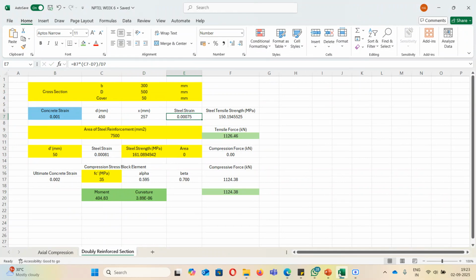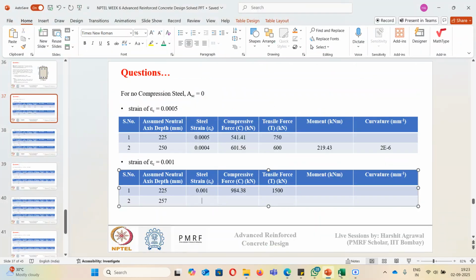So at 257 you will see compression force is 1124.38, tension force 1126.46. Okay, and strain in steel is 0.00075. So steel is still not yielding. Both force elements are almost equal, so I can assume this neutral axis depth is correct. Moment capacity is 404.83 and curvature is 3.89 E minus 6.